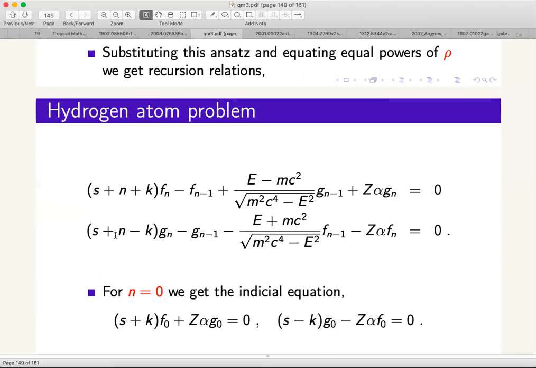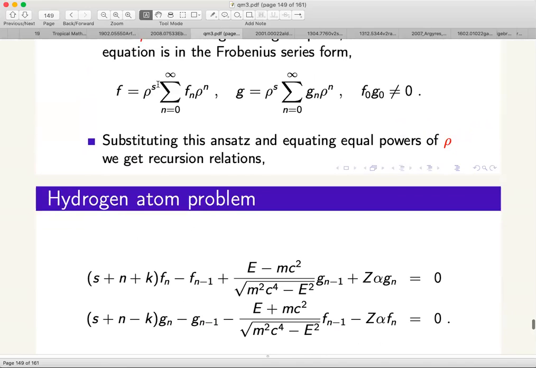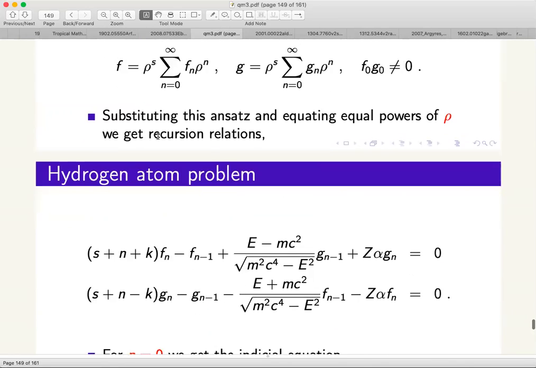And of course, you substitute n equal to 0 here. So you get (s plus k) f0 plus z alpha g0, and the other one is (s minus k) g0 minus z alpha f0. Given that both f0 and g0 are non-zero, you can solve these two equations to determine the value of s. So that's why n equals 0, the first in this infinite sequence of equations, is called the initial equation, because it determines this index.